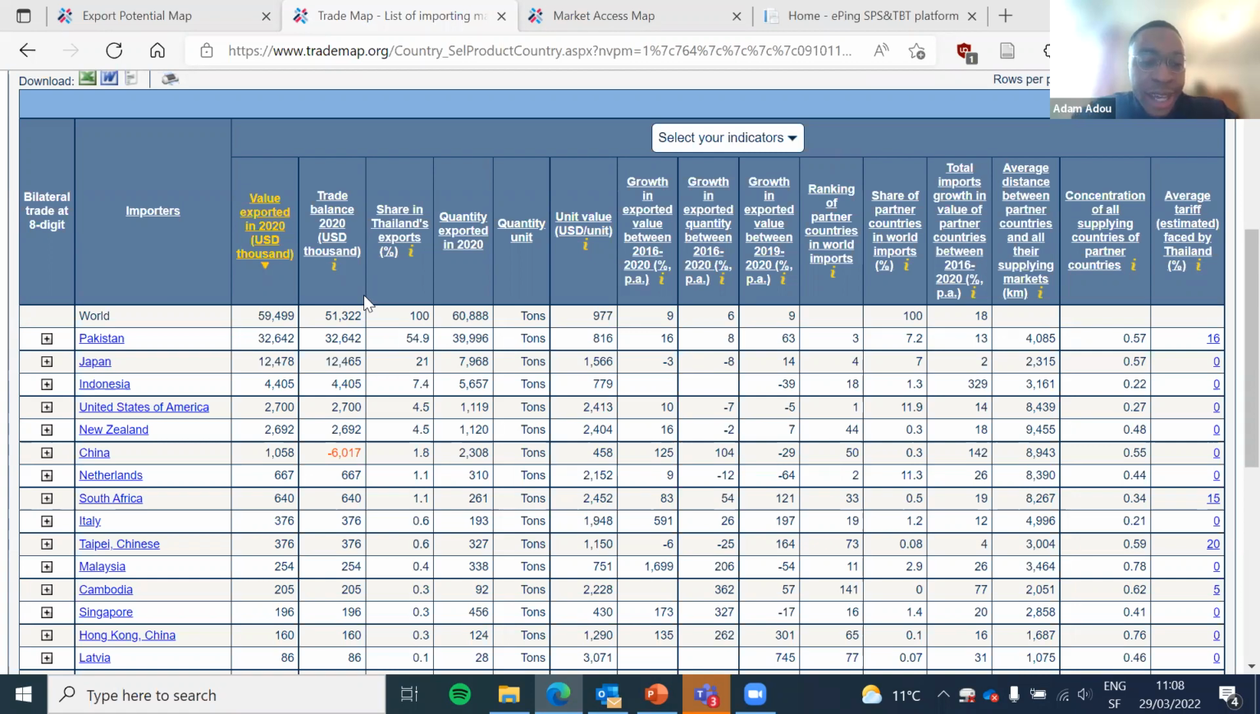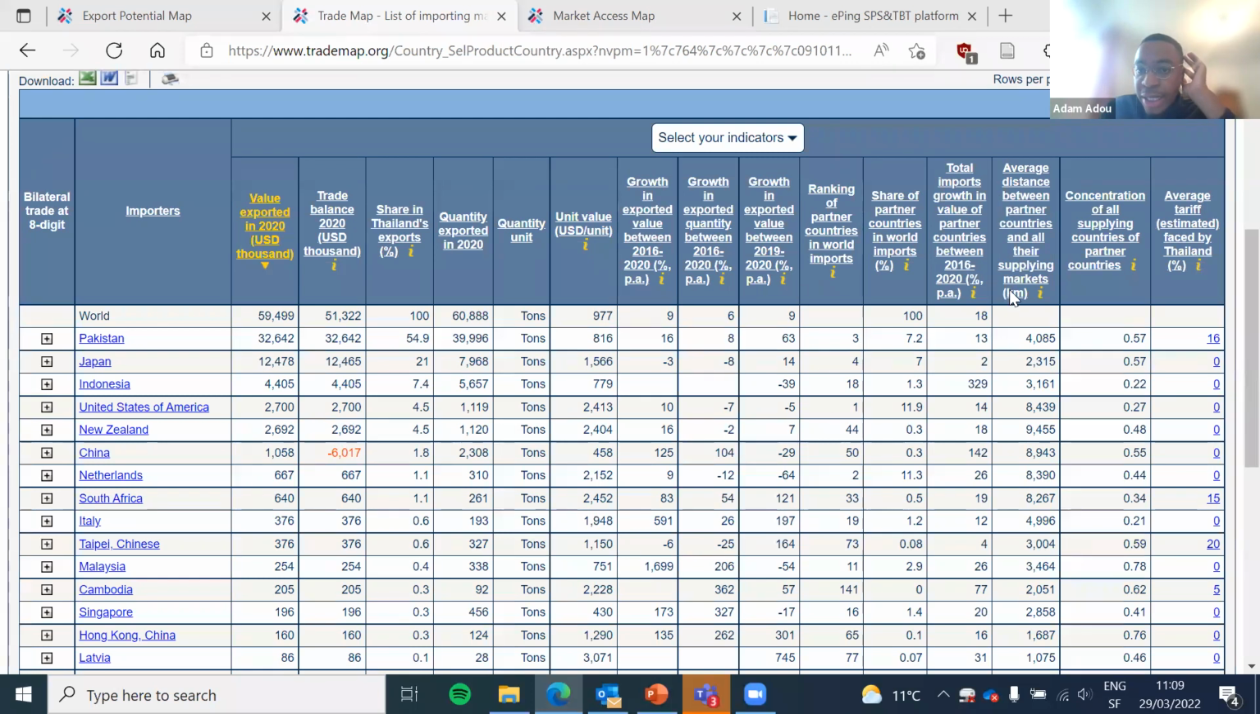And adding to this, if you remember, we saw on the export potential map that one of the biggest competitors of Thailand for exporting ginger was China. China is actually exporting more ginger than Thailand to the rest of the world. We can even see here with the trade balance that China is also exporting ginger to Thailand, and China is exporting more ginger to Thailand than it is importing from Thailand. This is why we have this.